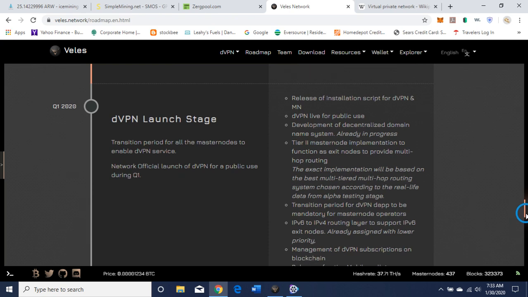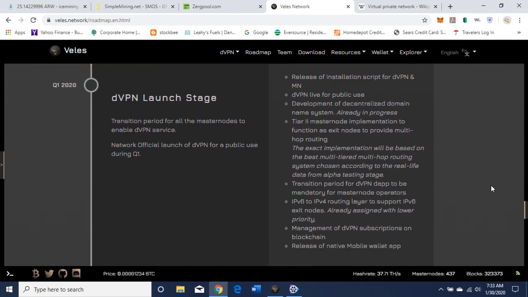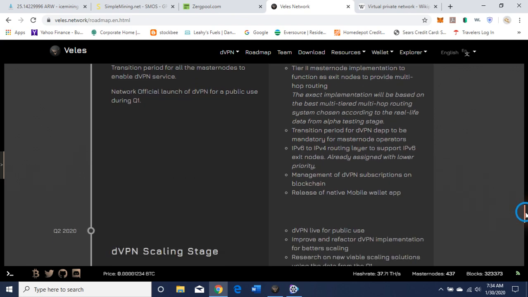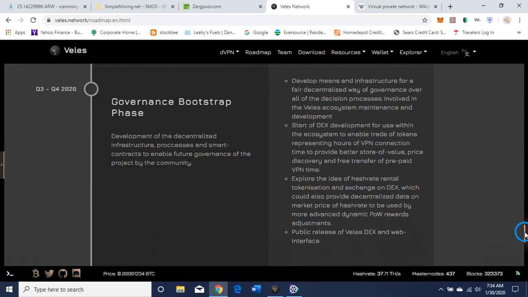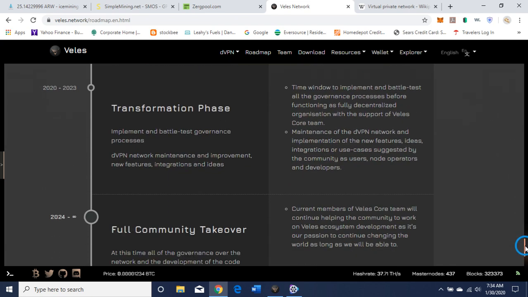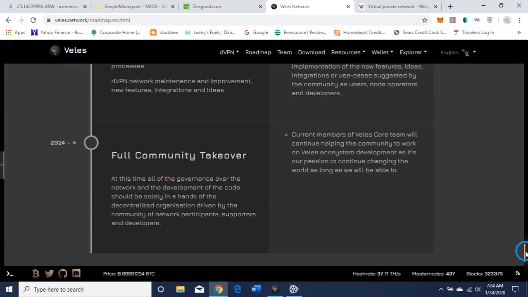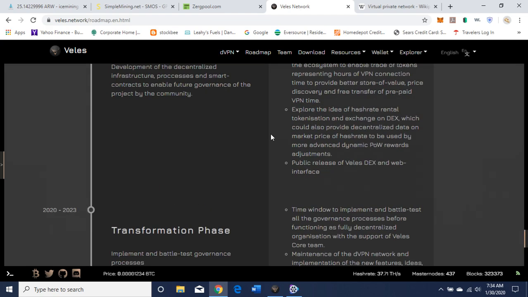And Q1 2020 is the DVPN launch stage. Transition period for all nodes to enable VPN. Network official launch of DVPN for public use during Q1. So it looks like they're going to launch their decentralized virtual private network this quarter, or at least that's what they plan to do. And it looks like this is their future roadmap of what they want to do in the future. You can go over that when you get a chance. It goes all the way up to 2024.